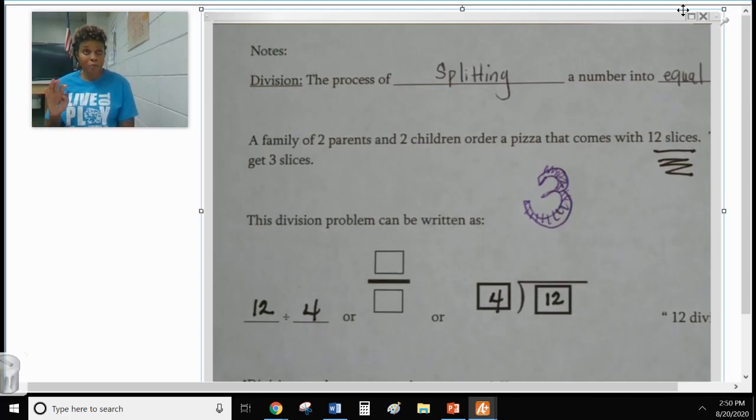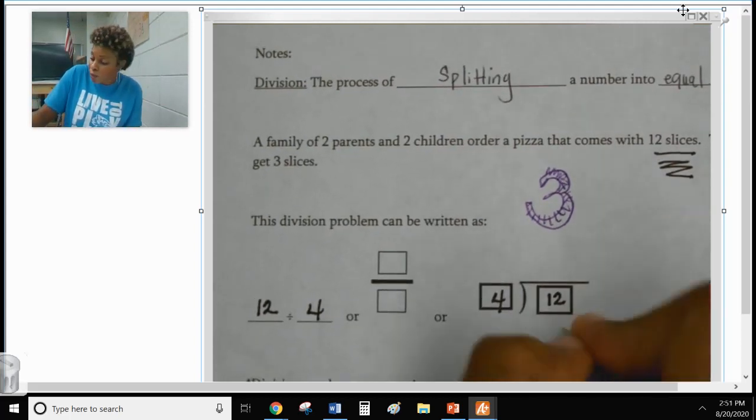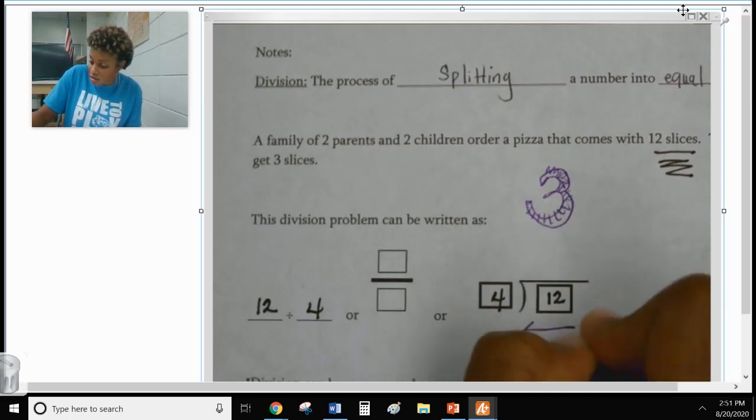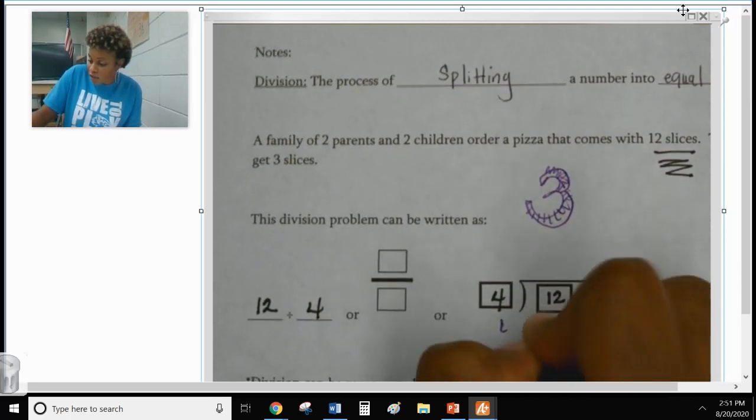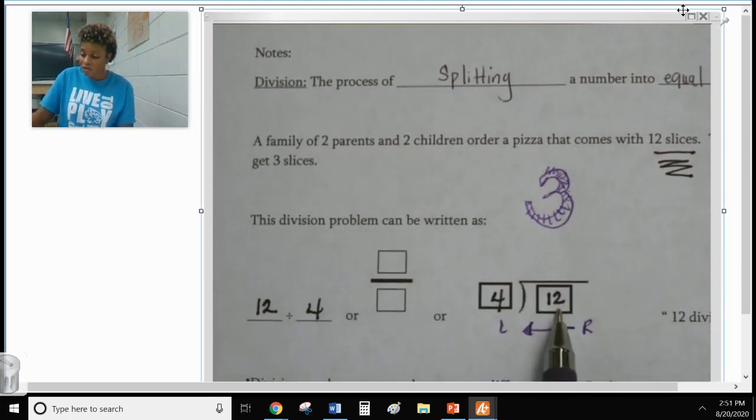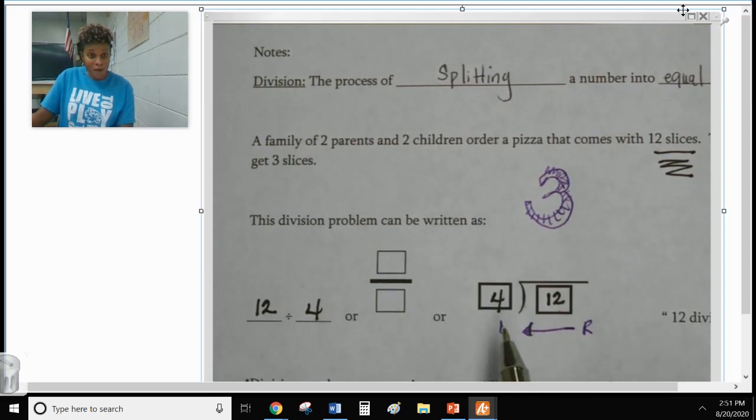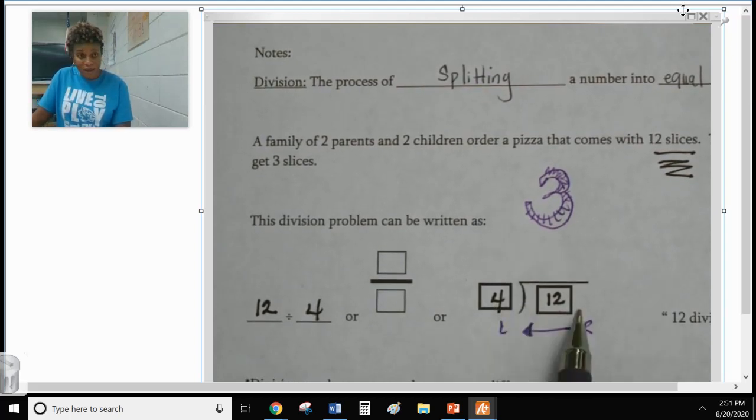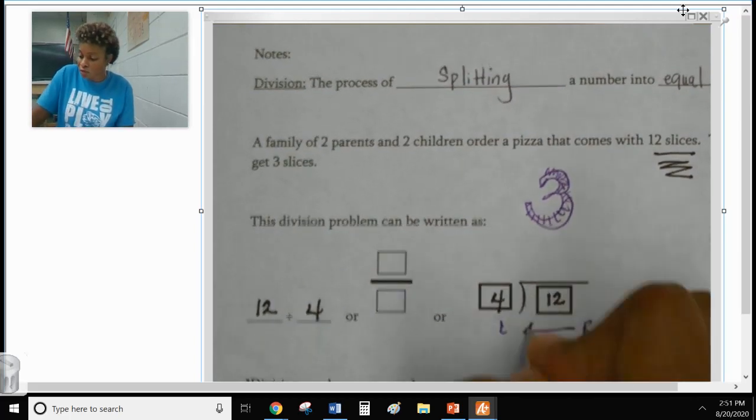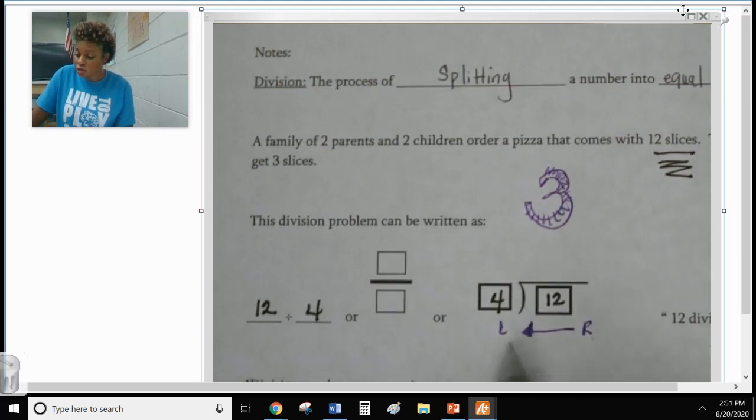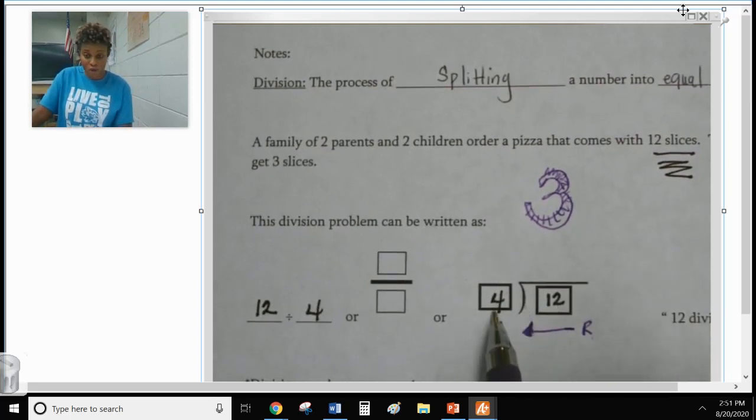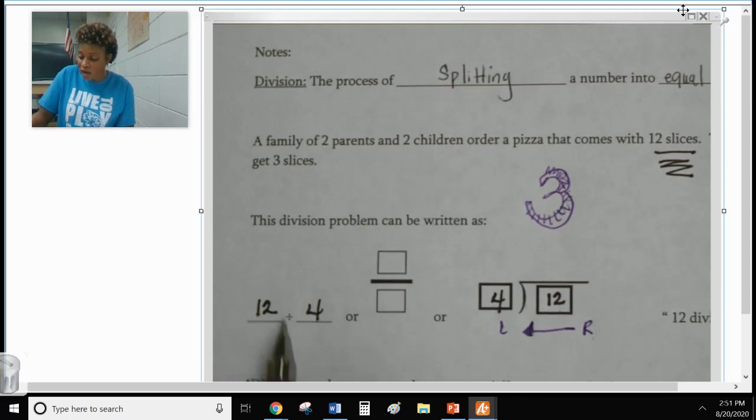Typically, when we read a book, we read from left to right. But with this problem, when we're reading inside the bracket, we read from right to left. We read in the opposite direction. 12 is being divided by 4. A lot of times kids say it backwards. You read from left to right like a typical sentence. But in this situation, we always read from right to left. So 12 is being divided by 4.